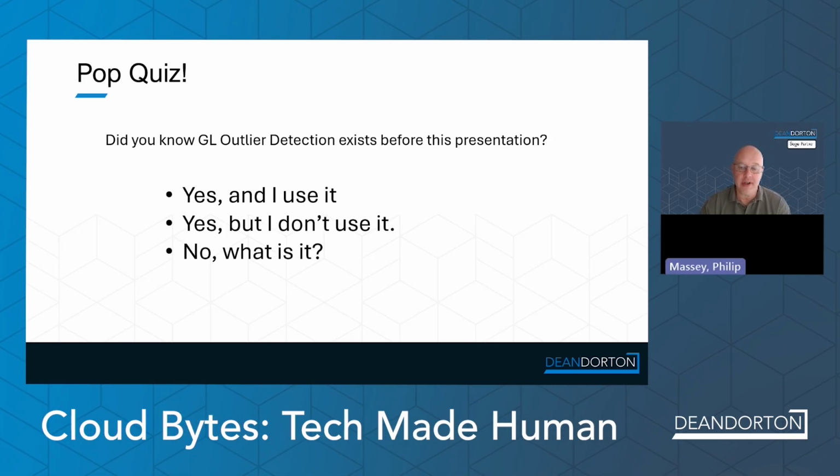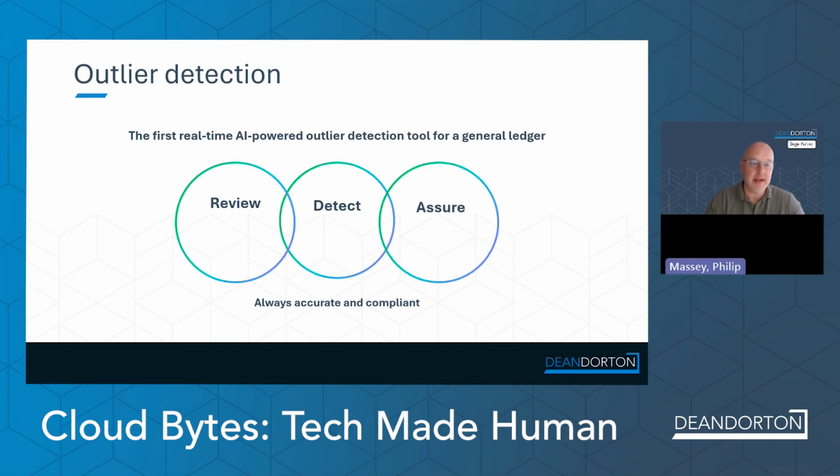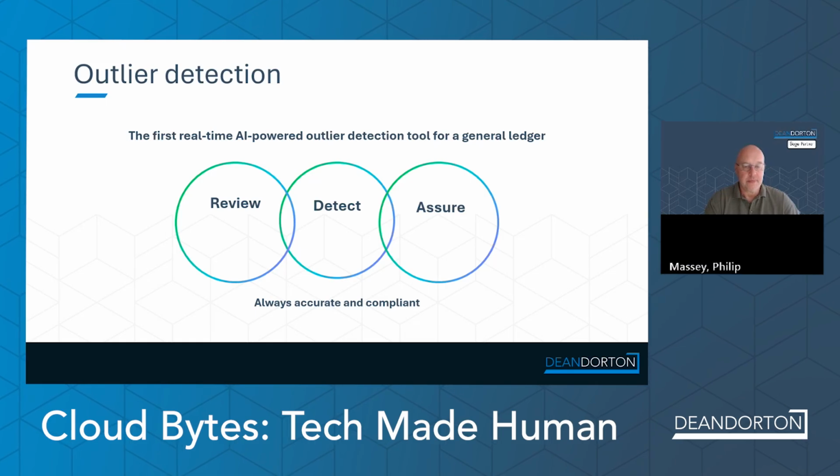So after today, you're going to know it exists. And after today, you're going to want to use it. Okay, so let's talk about it. GL outlier detection, like I said, was the first real-time AI-powered tool for any general ledger. And really what it's there to do is to find anomalies automatically, right?